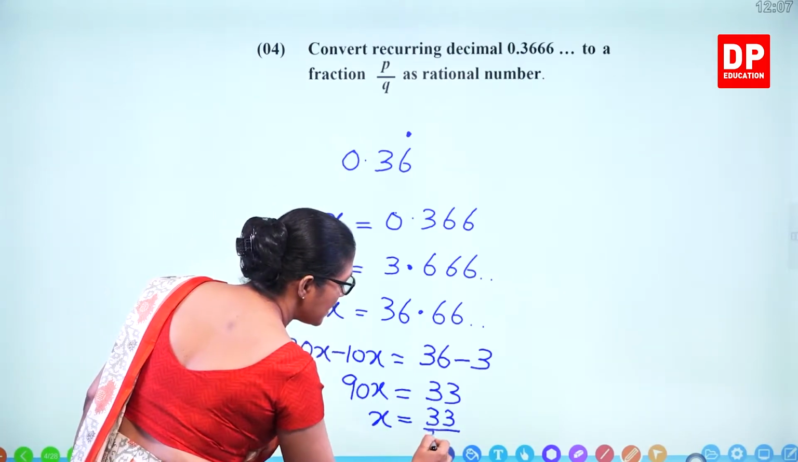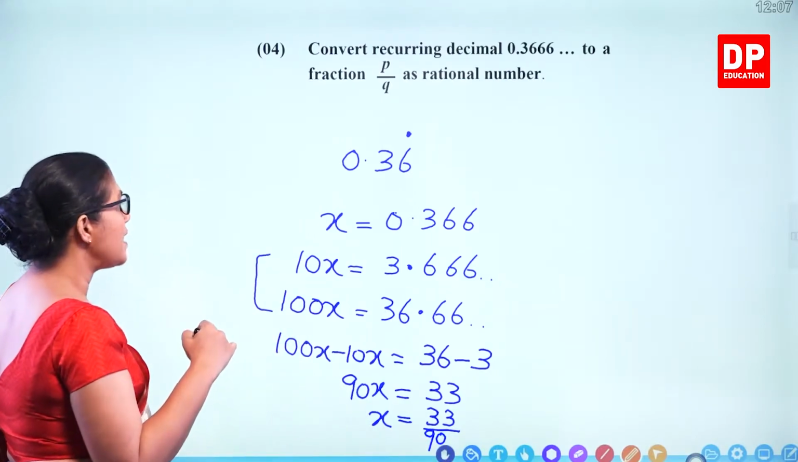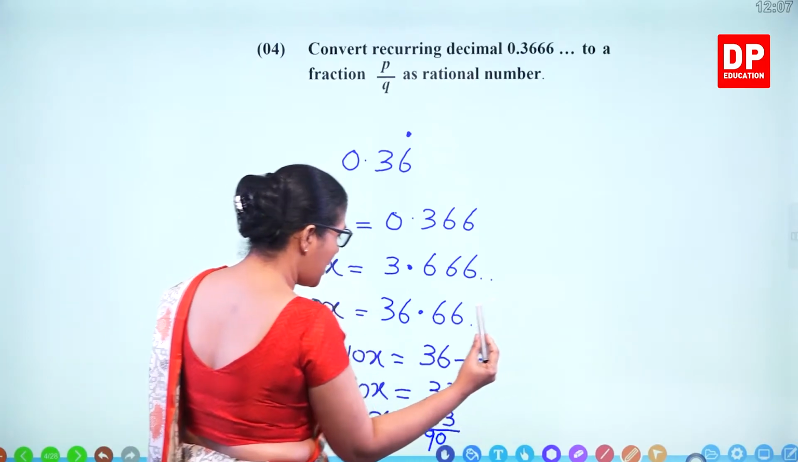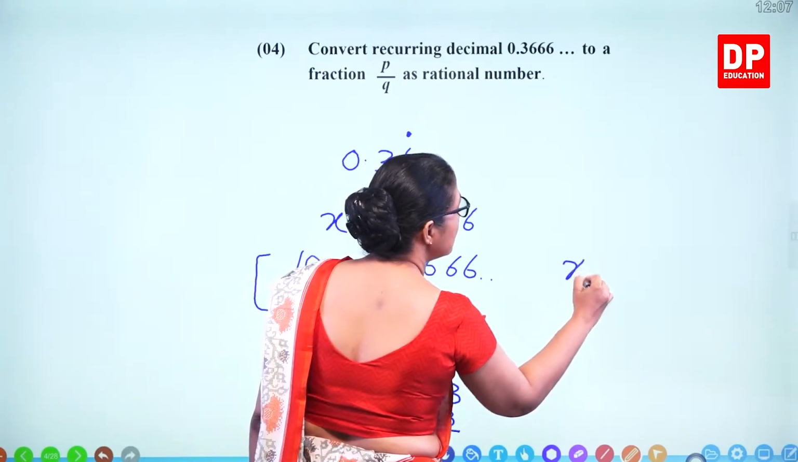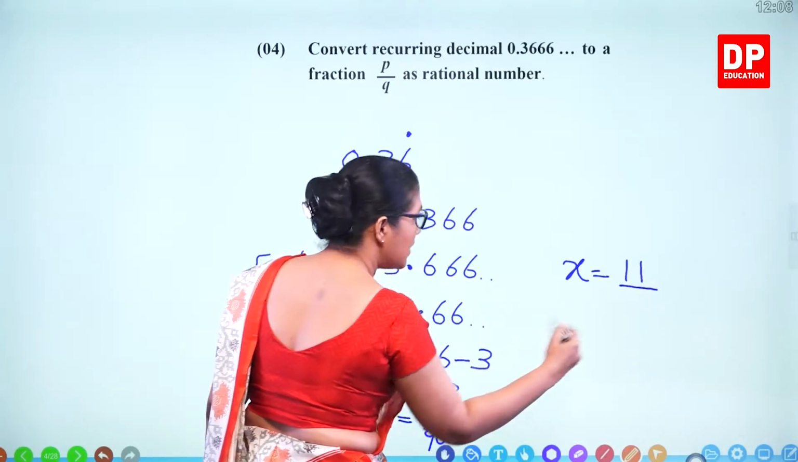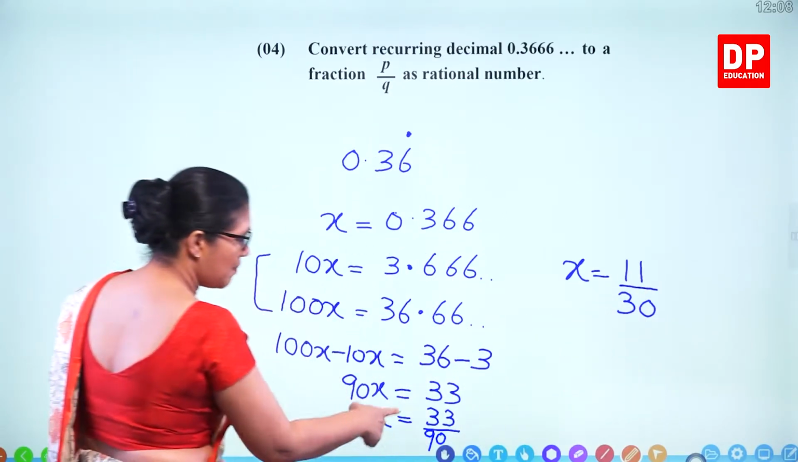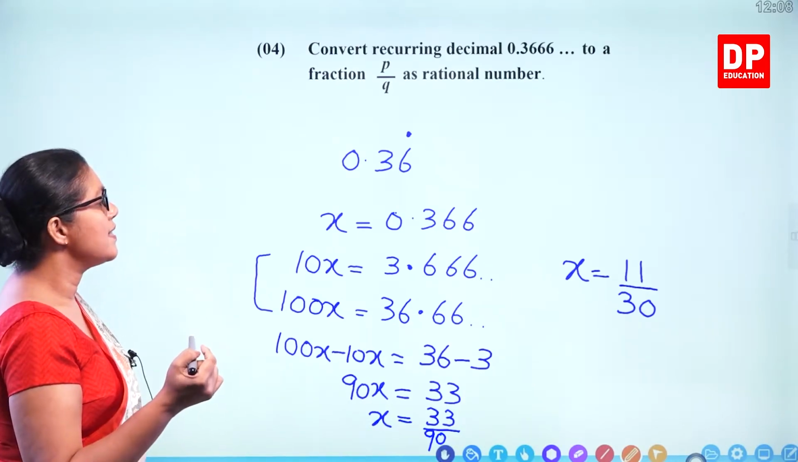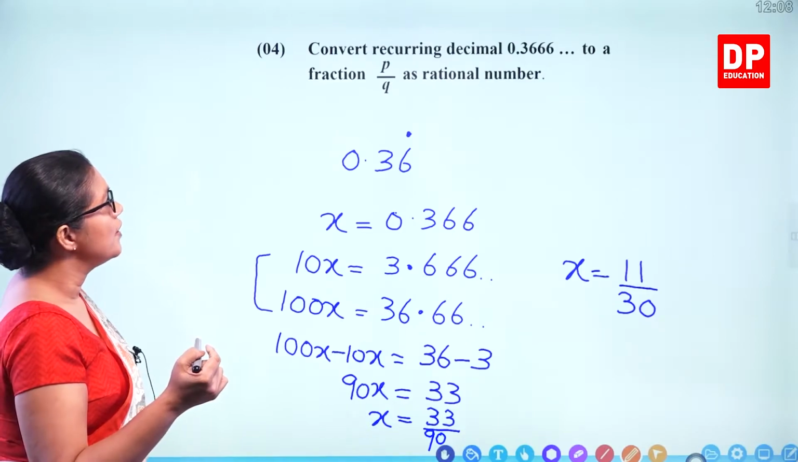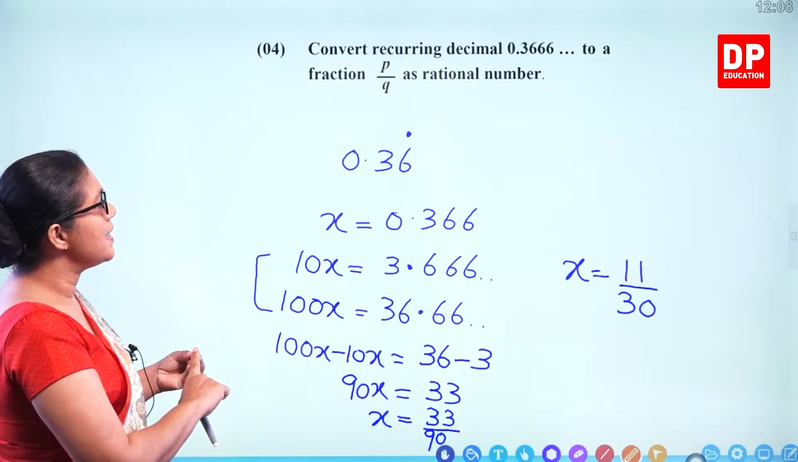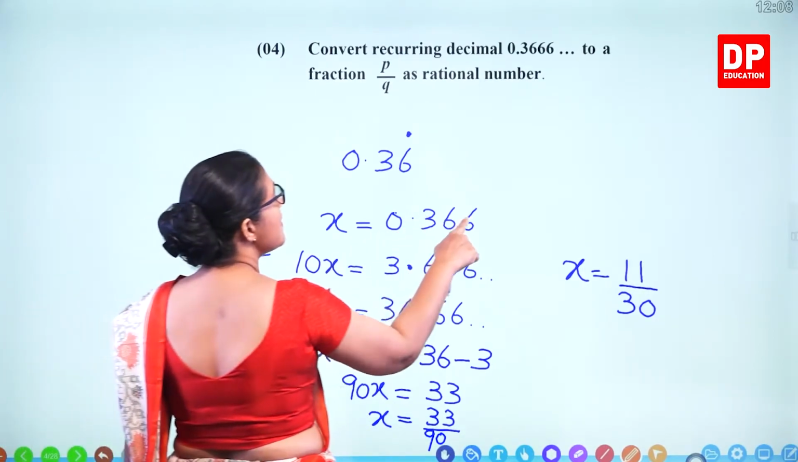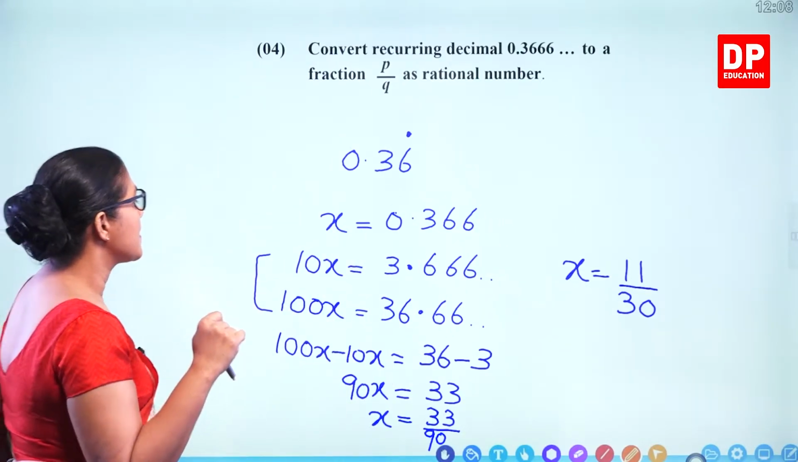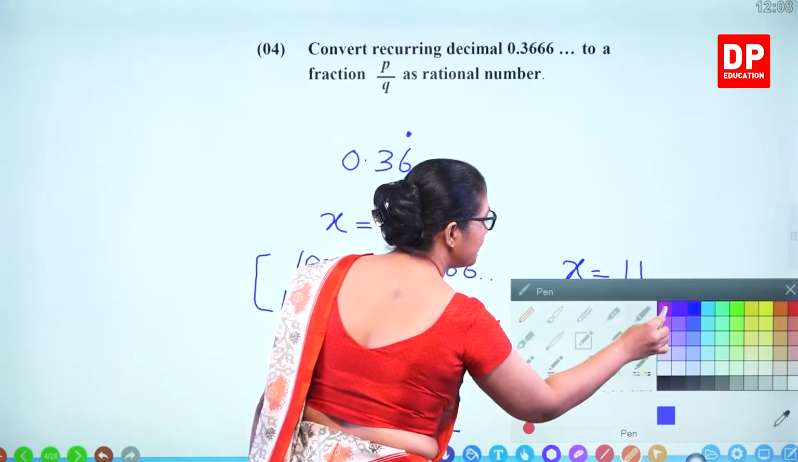So what's x? 33 over 90, or you can divide by 3 and write 11 over 30. You can simplify by dividing this by 3. So 11 over 30 is the recurring number. 0.3 is not repeating, but only 6 is repeating, 0.3666 like that. So that's the answer. You get 2 marks for that.